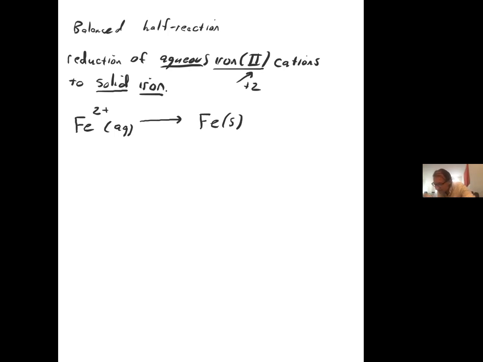But even if they didn't tell you that, this is more positive, right? This is the more positive side because you've got +2 on the left side and you have 0 on the right side. Remember, an element is 0. So you add the electrons to the more positive side. So what's the difference in charge? 2. 0 and +2 are different by 2. So you add 2 electrons to the more positive side.